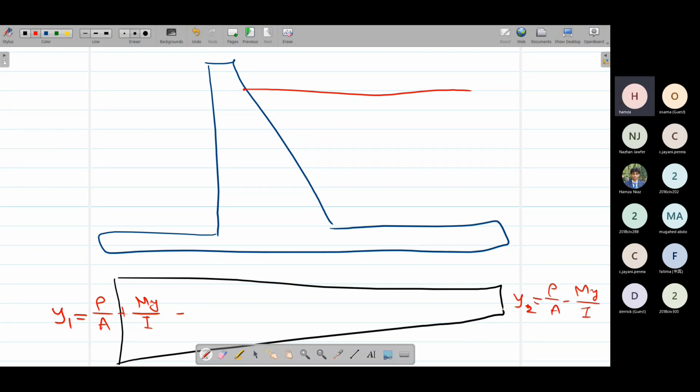We can also write this as P over A plus M over Z, where Z is equal to I over Y. Z is our section modulus. It is equal to the moment of inertia divided by the distance from the centroid to the outermost fiber, Y. So P over A plus M over Z, and similarly here we have P over A minus M over Z. Z is our section modulus, A is the area of the footing, P is the total vertical load acting on it, and M is the moment generated.